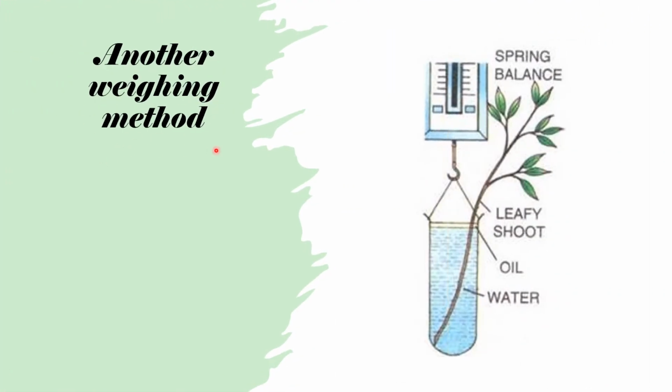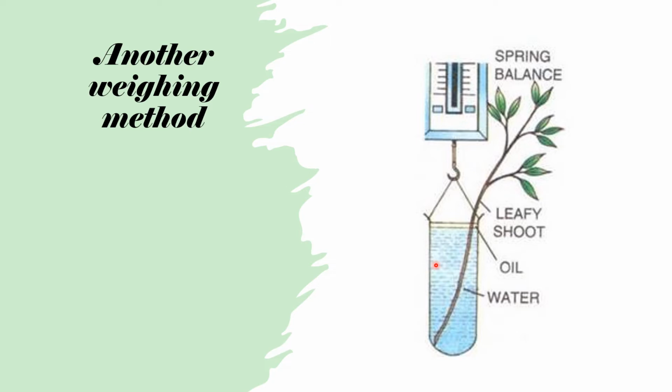Another weighing method. For this weighing experiment, we have to use one test tube filled with water and insert a leafy shoot. Very important, without root. Then insert a leafy shoot in it and pour some oil on the surface of water to prevent the loss of water from the test tube to outside by evaporation. Very important point. You have to remember this for give reason questions.